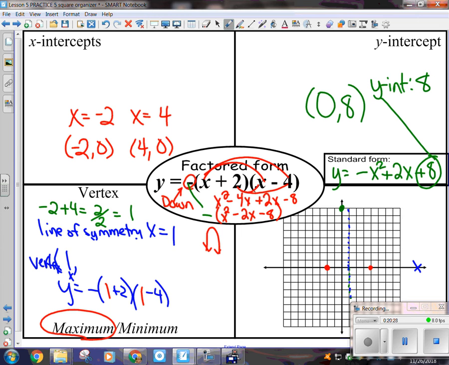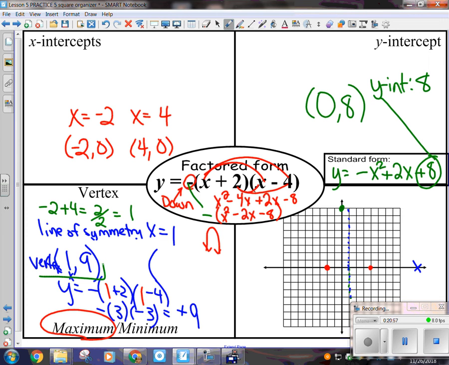Do y'all remember us doing this before? Use the equation to get the y part. So I'm going to hide the negative out front. 1 plus 2 is 3. What's 1 minus 4? Negative 3. And then I have a negative out front. What's a negative out front times 3 times another negative 3? What's a negative times a negative? Positive. Positive what? 9. So my vertex is (1, 9).